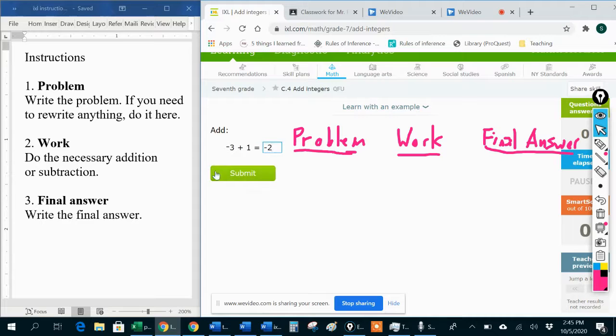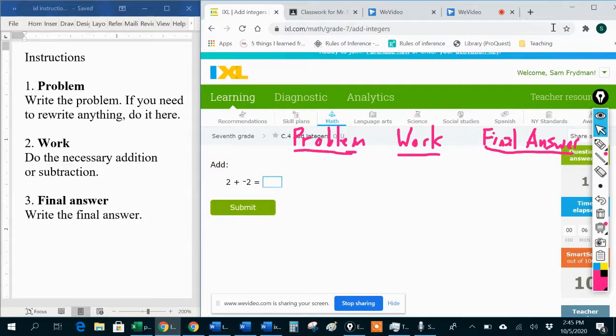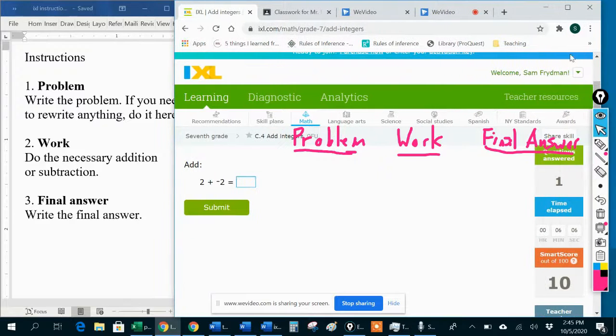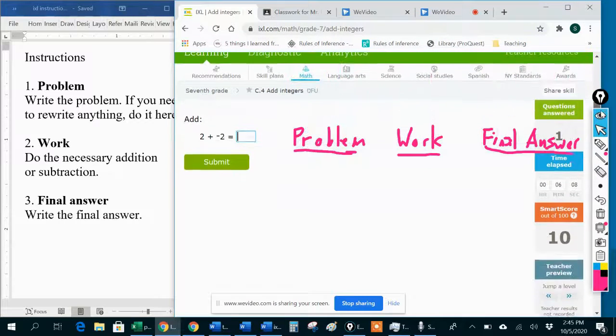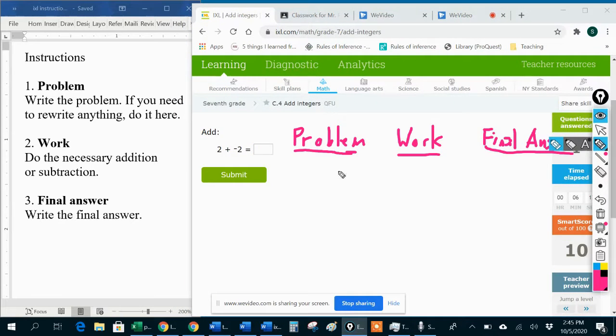So -2 there. All right, now I have 2 plus -2. Let me see if I can scroll up a bit or down. Okay, 2 plus -2. So the work that you're going to show on paper is you're going to just write the problem. Now, if you need to rewrite anything, you do it here. We do need to rewrite that plus negative, we can turn into a minus. So this 2 plus -2 is the same thing as 2 minus 2.